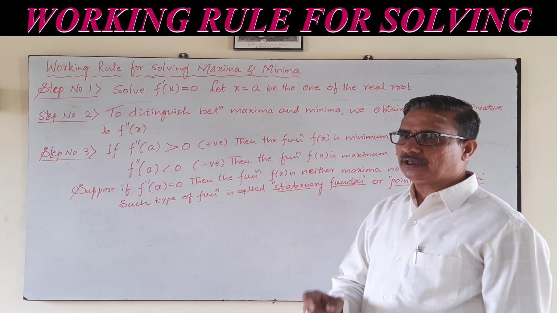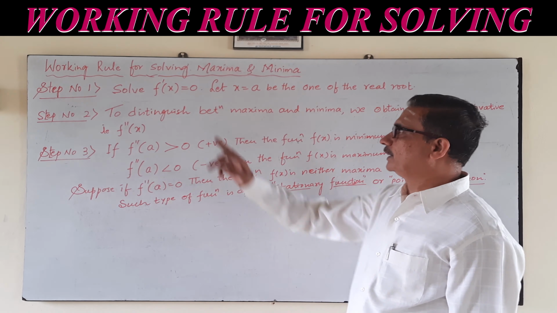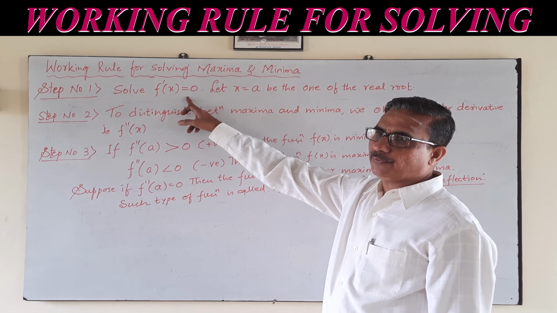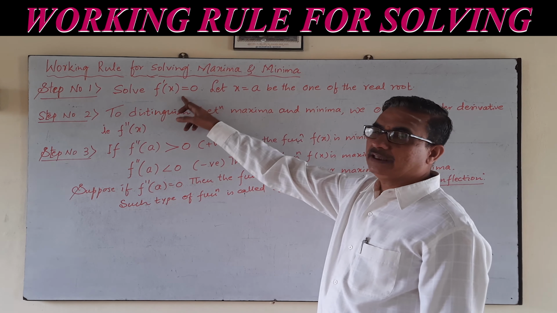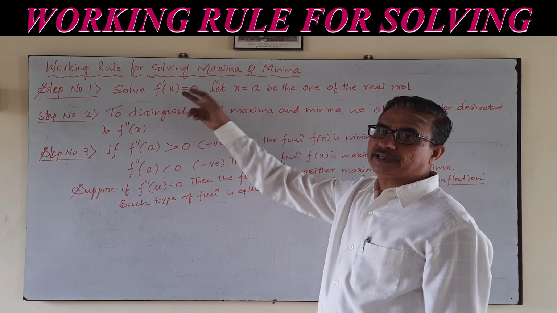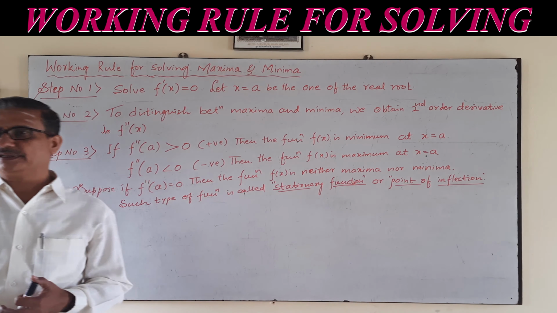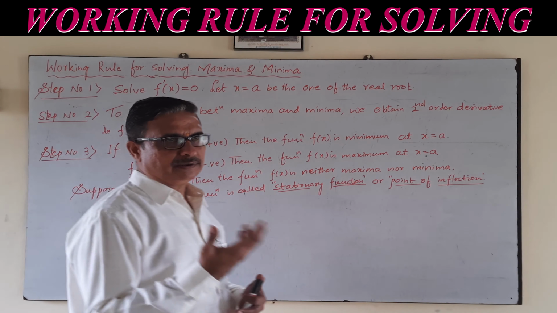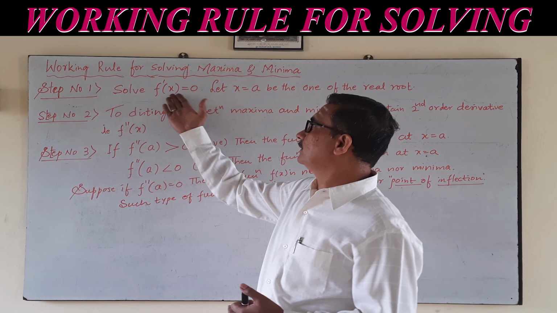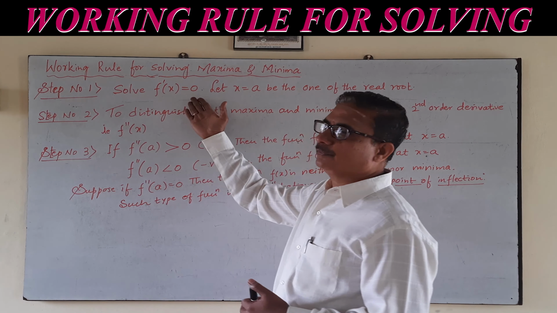Differentiate the given function one time and take it equal to 0. You will get one equation. Simplify that equation to find the roots. Just as we did in increasing and decreasing functions, those are the critical values. In the same way, step number 1: solve f dash x equal to 0. Simplify that equation to find the roots.